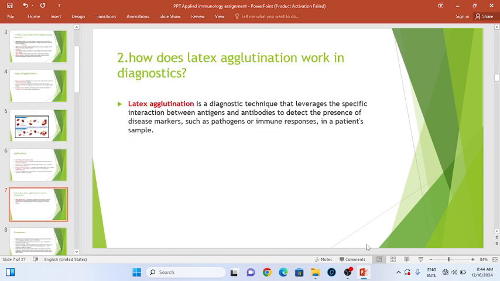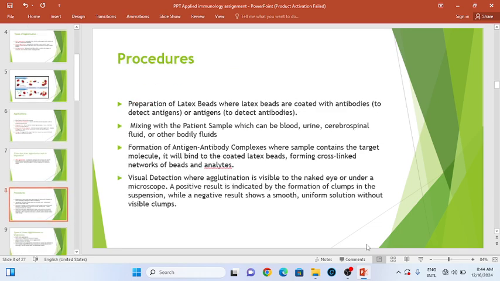Let me go to the second question, which is asking about how latex agglutination works in diagnostics. First of all, latex agglutination is a diagnostic technique that reveals the specific interaction between antigen and antibody to detect the presence of disease markers, such as pathogens or immune response, in a patient sample. How do we perform that latex agglutination?